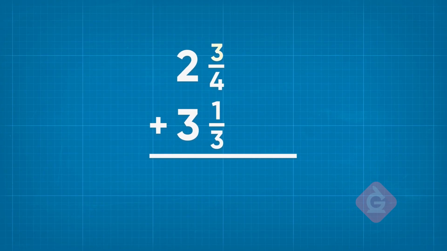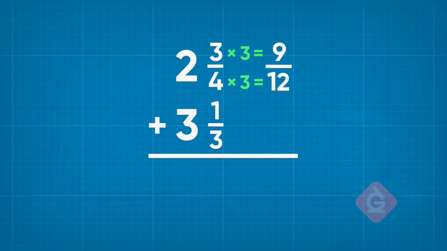Let's multiply the numerator and denominator in 3/4 by 3. 3 times 3 is 9, and 4 times 3 is 12. Next, let's multiply the numerator and denominator in 1/3 by 4. 1 times 4 is 4, and 3 times 4 is 12. Now both fractions have common denominators. Excellent. Go ahead and add the fractions.